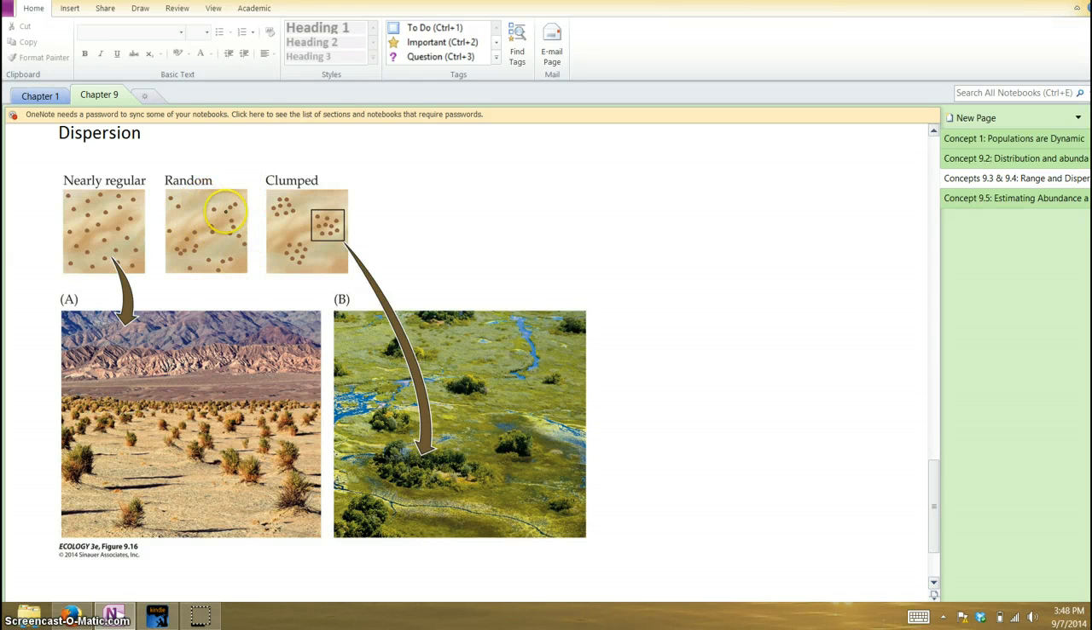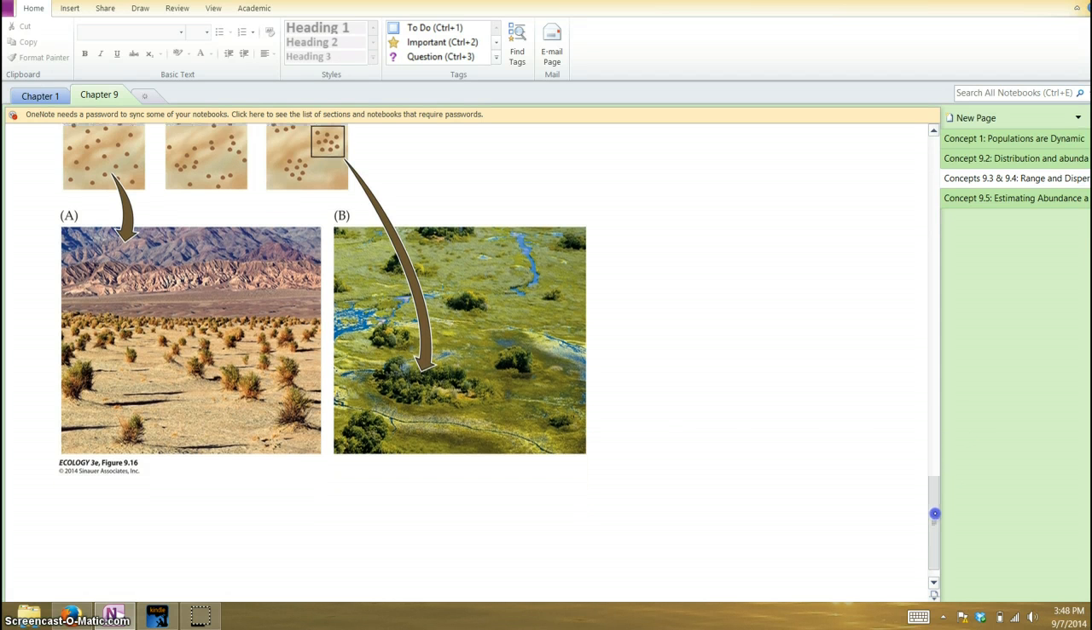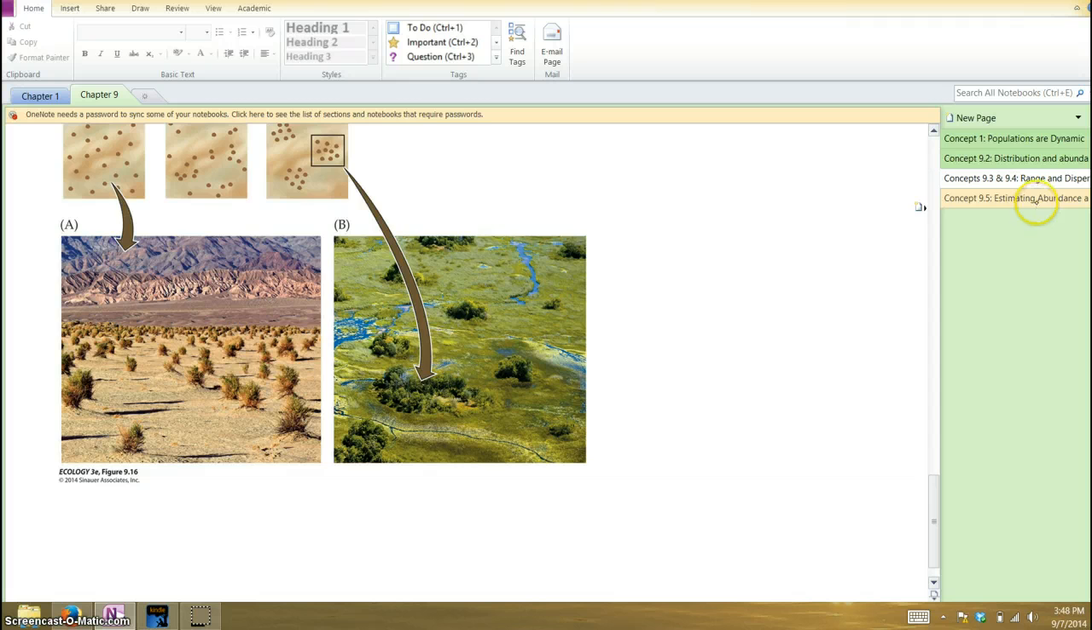Dispersion can also be relatively random, no apparent pattern to it. And you can also have clumped distributions as well, as is shown with these trees in this wetlands area. There's only certain areas that are just dry enough for the trees, and the other areas are too wet. So it's a very clumped dispersion for that species.